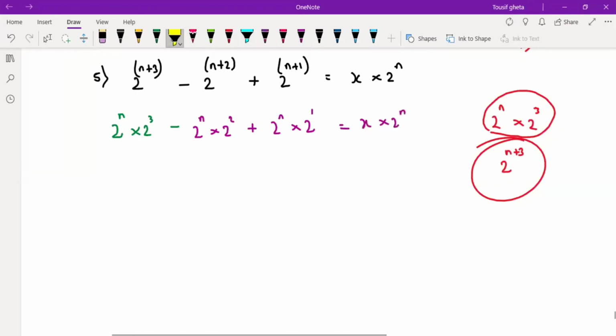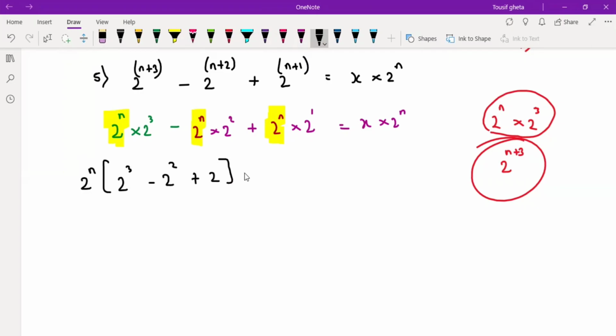Now, as you can see, with all the terms, there is one thing common. What is it? 2 to the power of n is common. Right, so we're going to take 2 to the power of n as common. So what is the remaining? We're going to write inside the bracket, that is 2 cube minus 2 square plus 2 to the power 1 is just 2. Close the bracket is equal to x into 2 to the power of n.